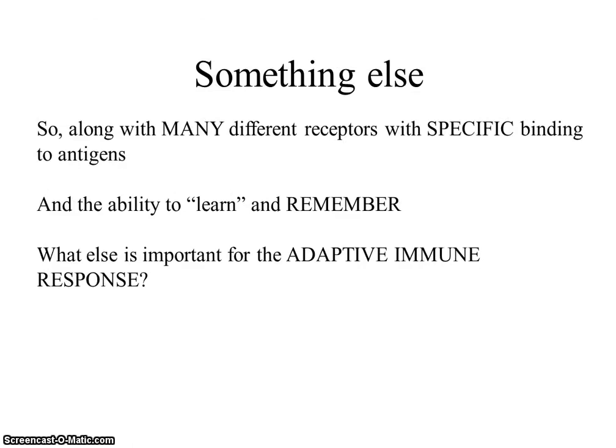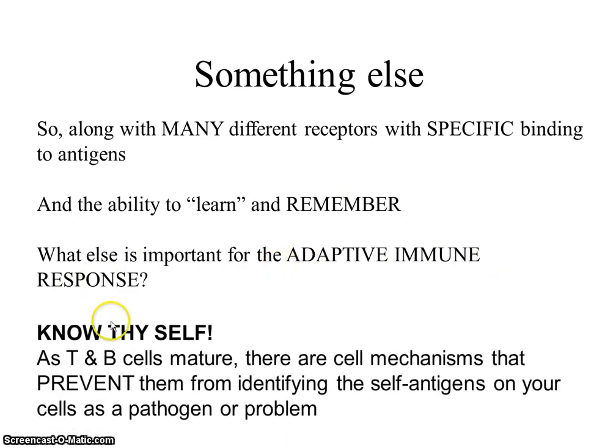I say something else. Along with these different receptors with specific binding to antigens, there is the ability to remember, right? That this was a problem. I encountered it and it was a problem. And again, what else do we need for the adaptive immune response to work? We need to be able to know self from non-self. So we have brilliant memory that makes us very good at the adaptive immune response and not getting sick again, and the ability to know that this cell does not belong in the body while this cell does. That's what I mean by know thyself.